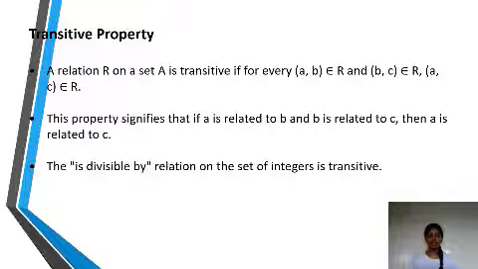The next one is transitive property. A relation R on a set A is transitive if for every (a, b) that belongs to R and (b, c) that belongs to R, then (a, c) also belongs to R. This property signifies that if a is related to b and b is related to c, then a is related to c. The relation "is divisible by" on the set of integers is transitive.